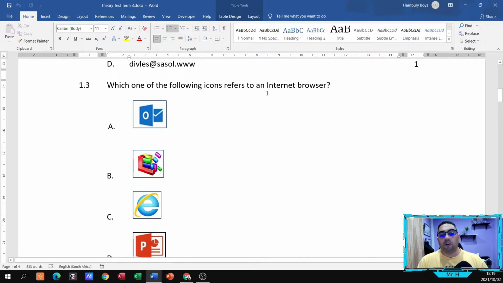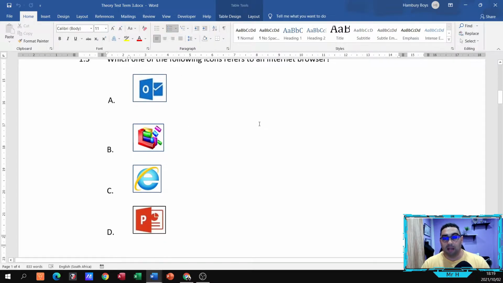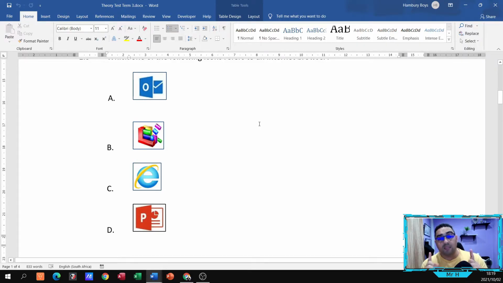Then 1.3. Which of the following icons refers to an internet browser? Let's first define what an internet browser is. It is a program or software that allows us to navigate through the internet. Having said that, this icon relates to Microsoft Outlook. That's an email program. Doesn't apply. This icon relates to disk defragmenter, which has to do with cleaning up your hard drive. It's got nothing to do with that. PowerPoint at the bottom is for PowerPoint presentations. It's got nothing to do with that.